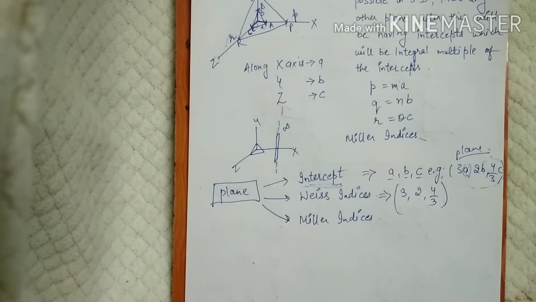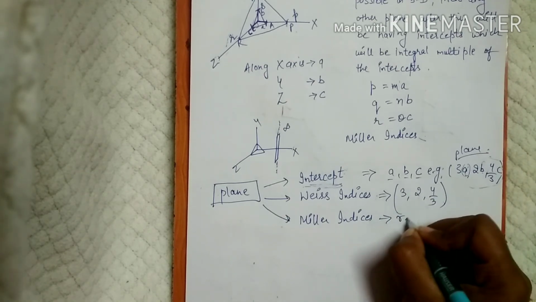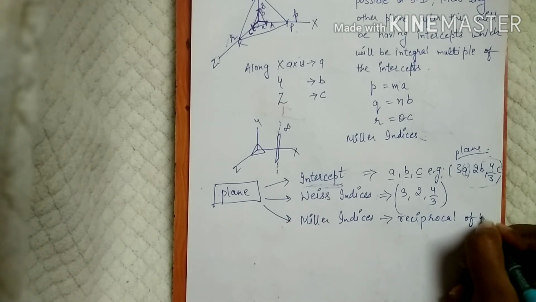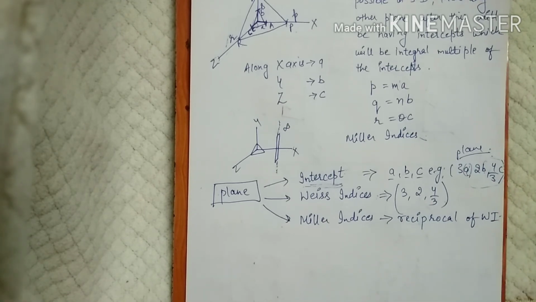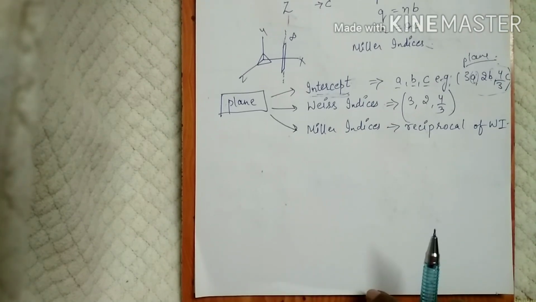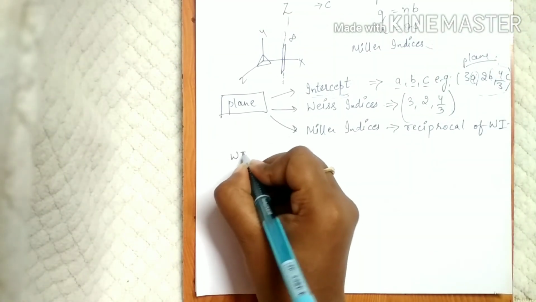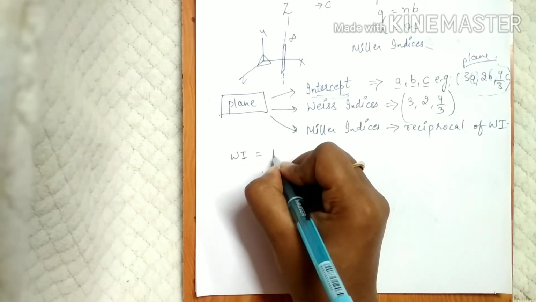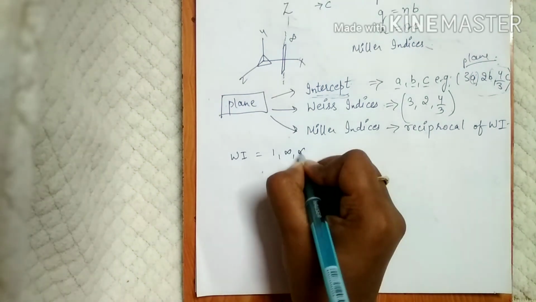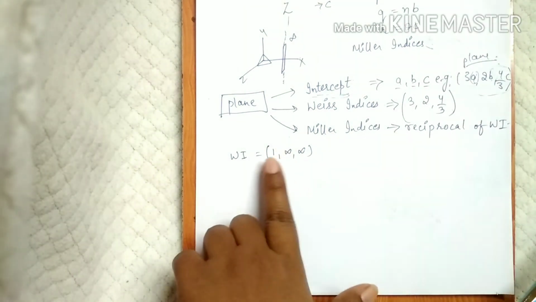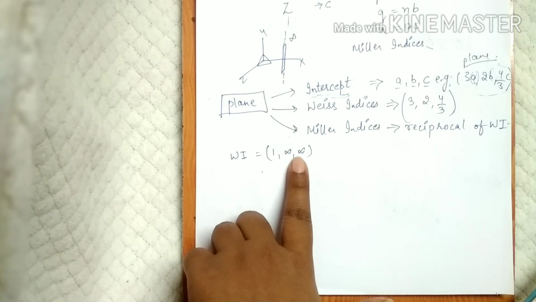Now coming to Miller indices. Miller indices are the reciprocal of Weiss indices. If you know the Weiss indices, you can find out Miller indices and vice versa. So suppose I have a plane having Weiss indices 1, infinity, infinity. Why have I taken the example of infinity? Because that is the case where Weiss indices is going to fail.